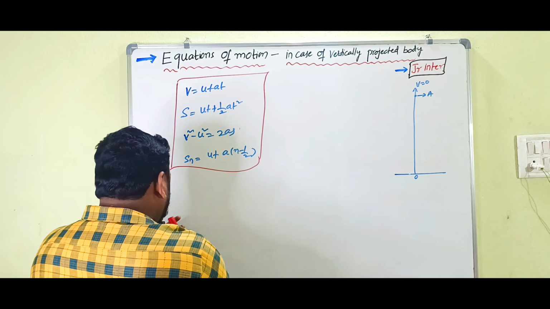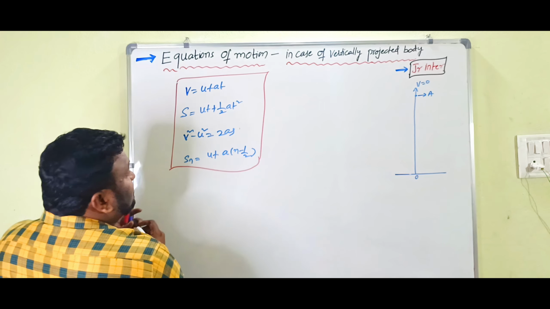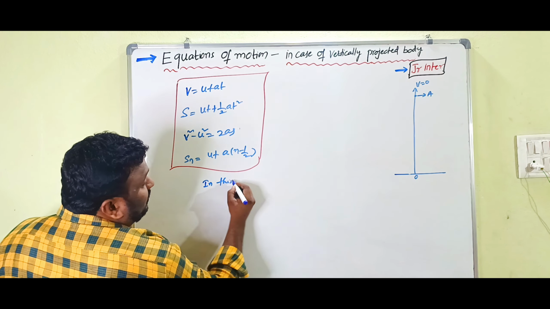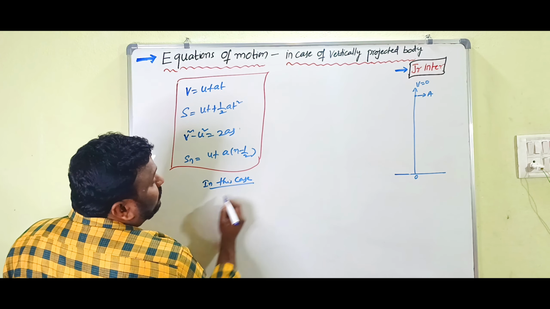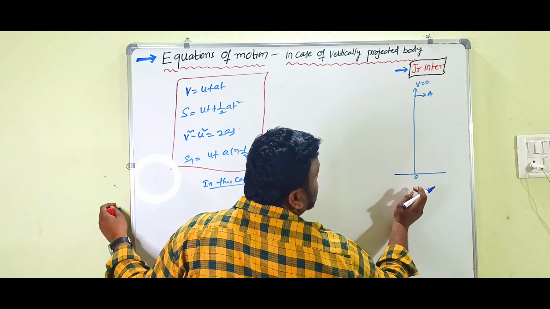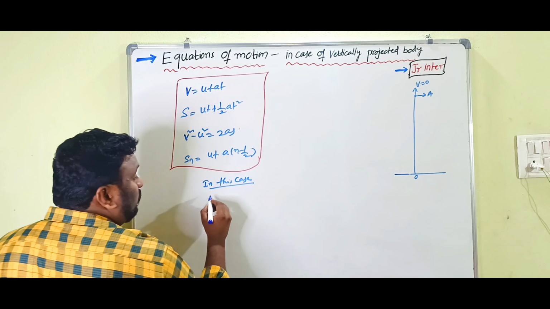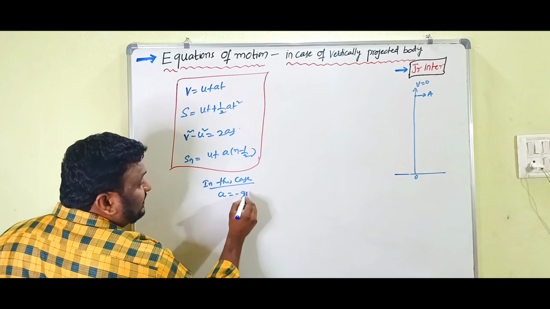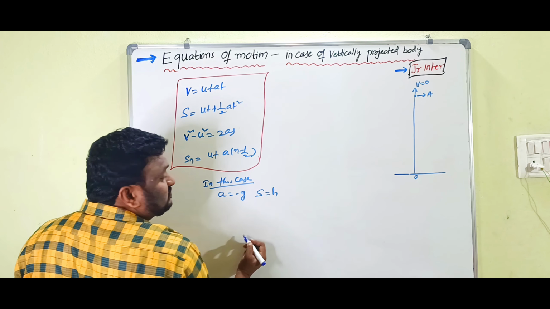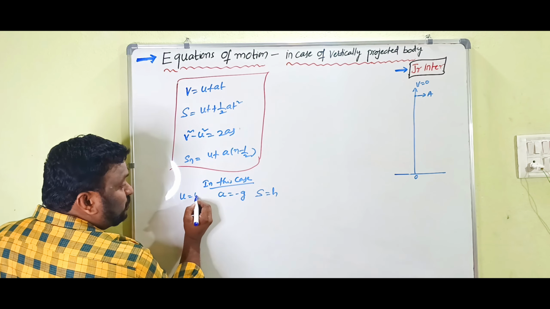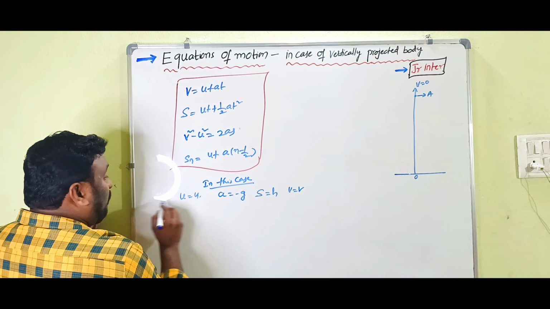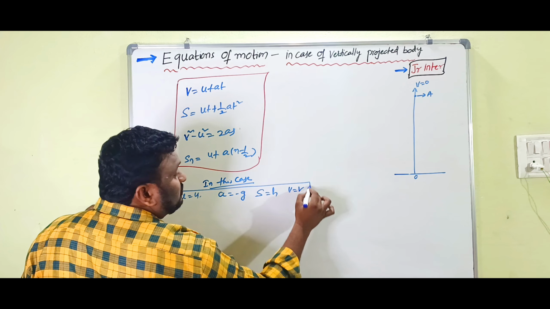So children, in this case, for a vertically projected body, the body is moving in the opposite direction of acceleration due to gravity. That's why we will write a is equals to minus g, the height reached s is equals to h, u is equals to u, and v is equals to v. Clear? So we have to remember these things.